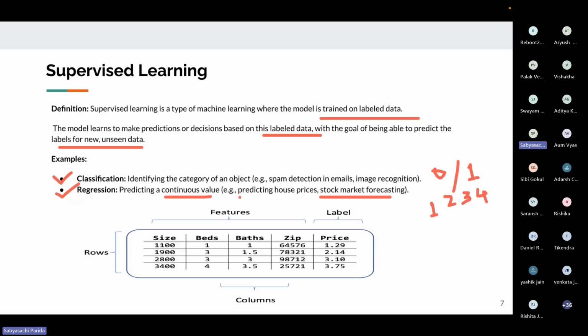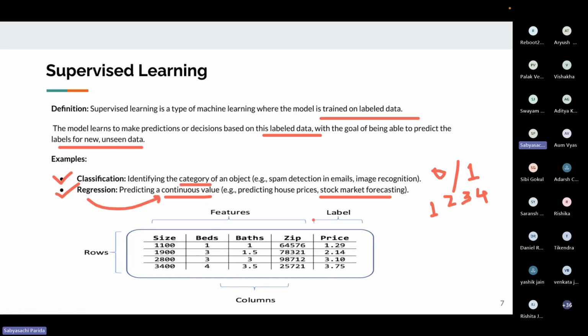Similarly, house prices. Suppose you are trying to buy a house. What are the different prices of a house? It can be 1 lakh, 10 lakh, 20 lakh, right? Those are continuous values. So regression always goes with a continuous value, whereas classification always goes with a categorical value.